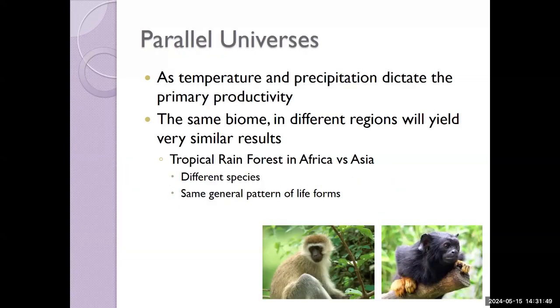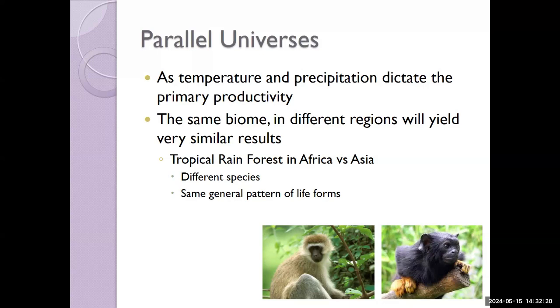These patterns can exist all over the globe. And so we see the same biomes appearing in North America, South America, Africa, and Asia. And more importantly, we see that within the same biome, despite being in very different regions around the world, we see the same types of life emerging. Very similar results because environment drives evolution. We call these parallel universes.